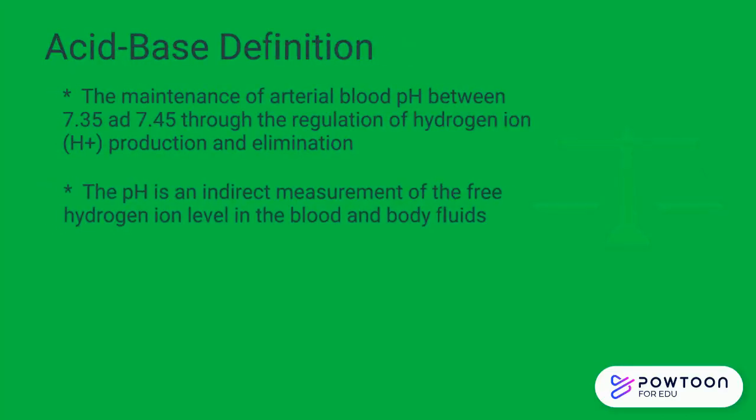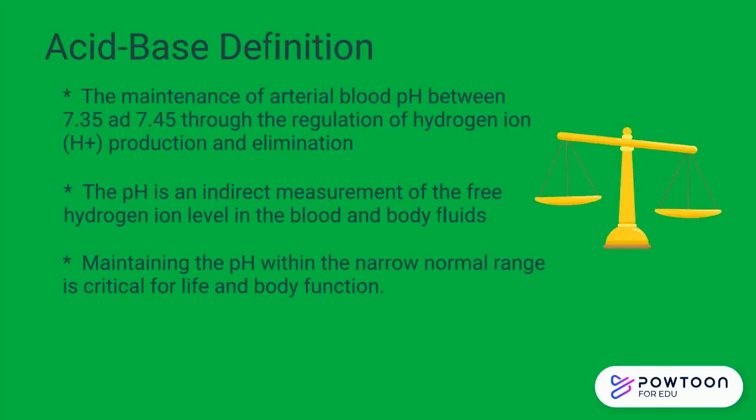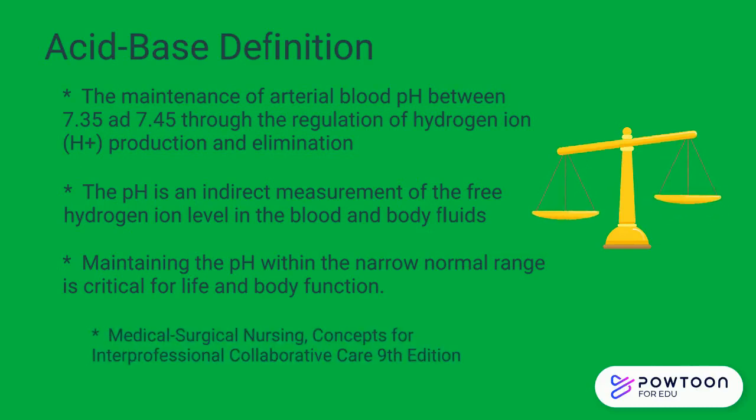So what is acid base? Well, it's basically the measurement of the pH of our blood, and that is all going to be dependent on how many hydrogen ions we have at any given time. The normal range is 7.35 to 7.45.